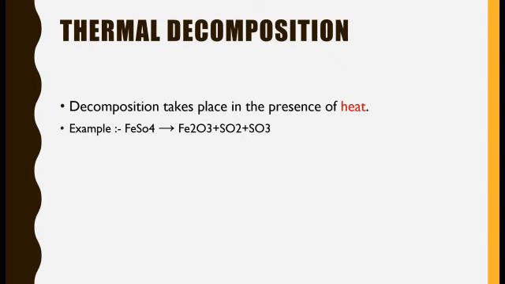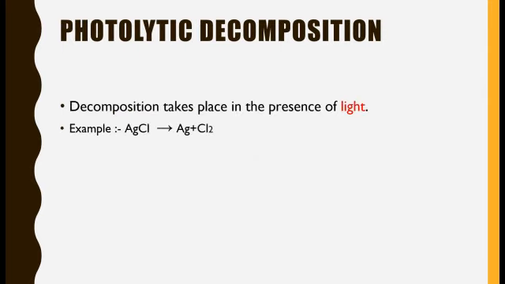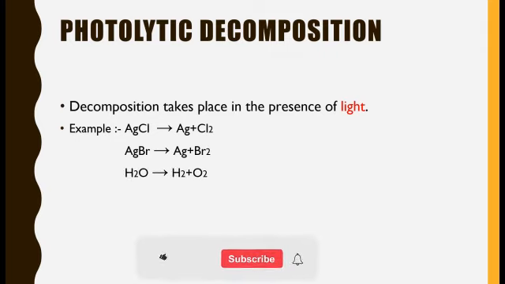An example for thermal decomposition reaction is ferrous sulfate, which on heating gives out ferrous oxide plus sulfur dioxide plus sulfur trioxide. And there are 2 more examples for thermal decomposition in the slide, and you may look at it. And that's it for thermal decomposition. And now let's move to the next topic, which is photolytic decomposition. In photolytic decomposition reaction, the decomposition takes place in the presence of light. And an example to know here is silver chloride in the presence of light gives out silver and chlorine.